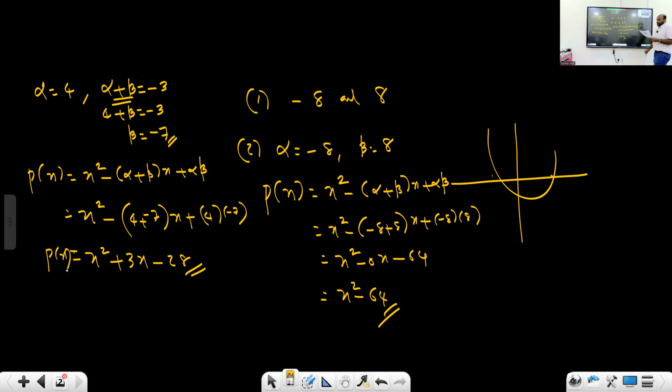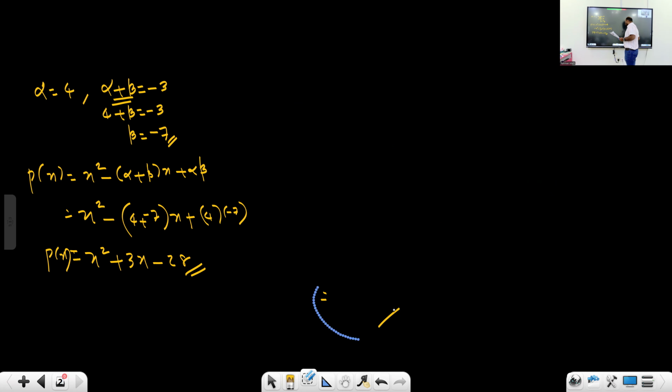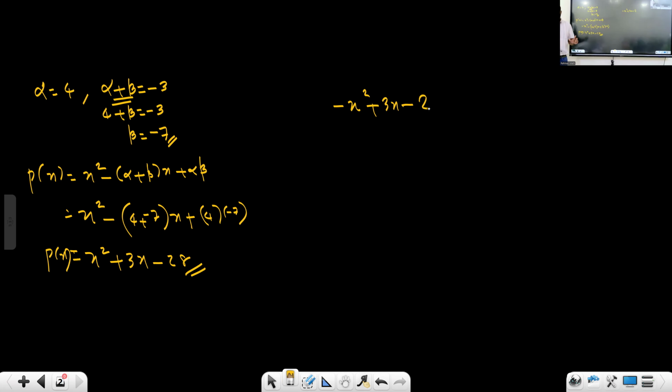Third question, do splitting the middle term. Minus, if you want, you can take it out. Minus x square plus 3x. Here one additional note I want to give. Something I want to teach which is not there in the syllabus. In the polynomial topic, the vertex where the parabola is changing. It is not there in your syllabus.